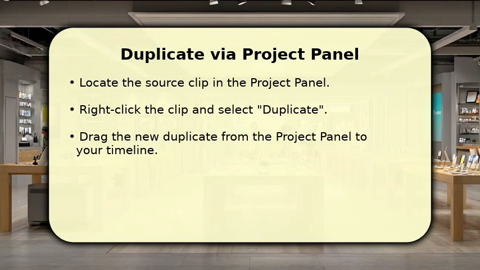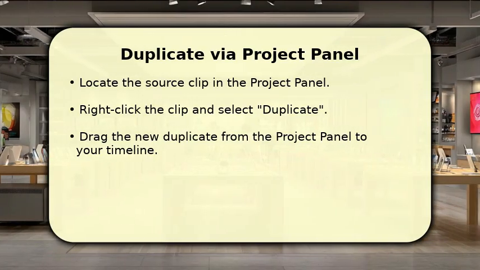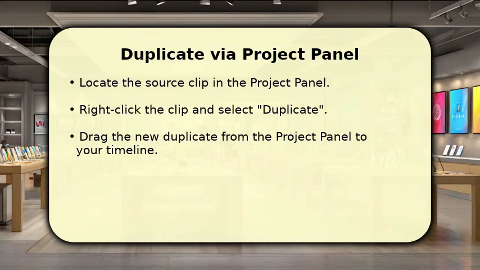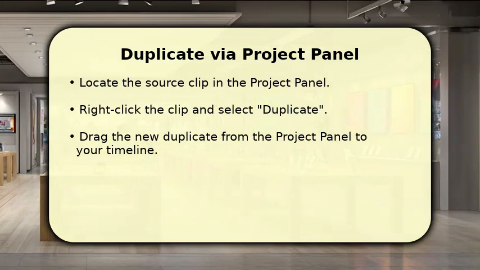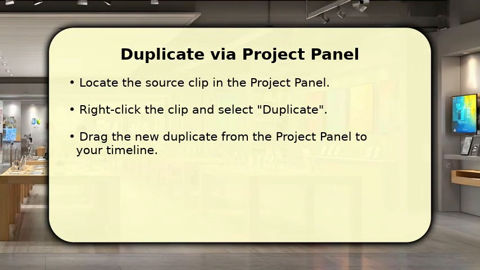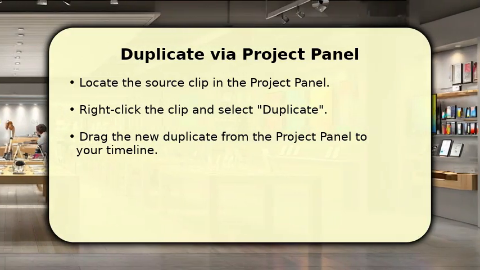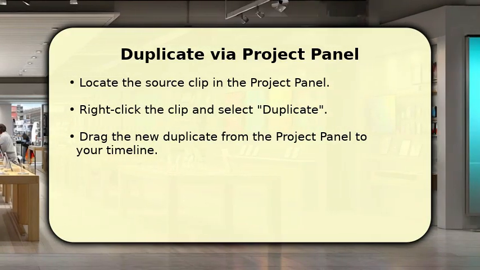A new, identical clip will appear in your Project panel, named with Copy appended. You can then drag this new clip from the Project panel directly into your timeline. This method ensures that any changes you make to the duplicate won't affect the original source clip.